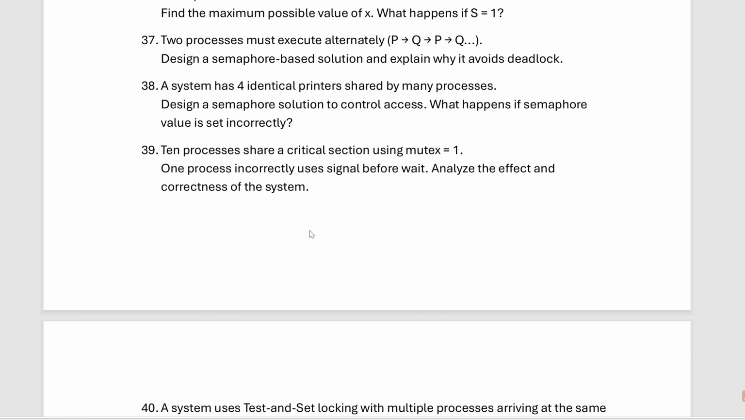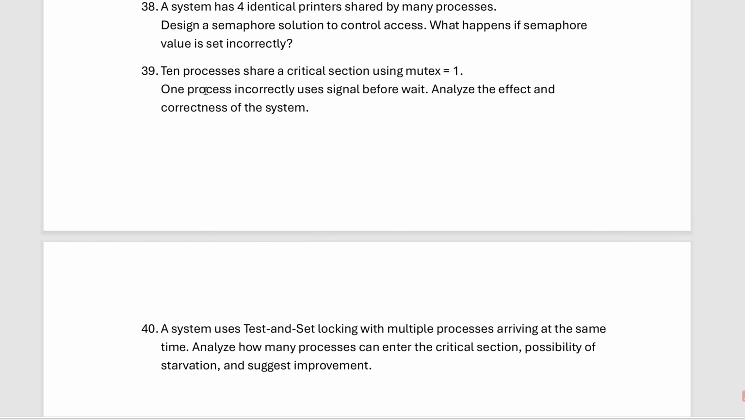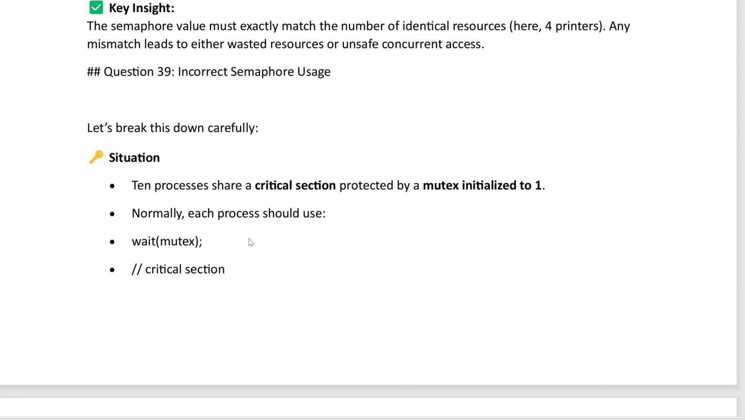Now we are going to question number 39. 10 processes share a critical section using a mutex semaphore equal to 1. One process incorrectly uses signal before wait. Analyze the effect and correctness of the system, right? So let us break this down carefully. 10 processes share a critical section protected by a mutex initialized to 1. So this is a mutex semaphore, that is, the value is 1.